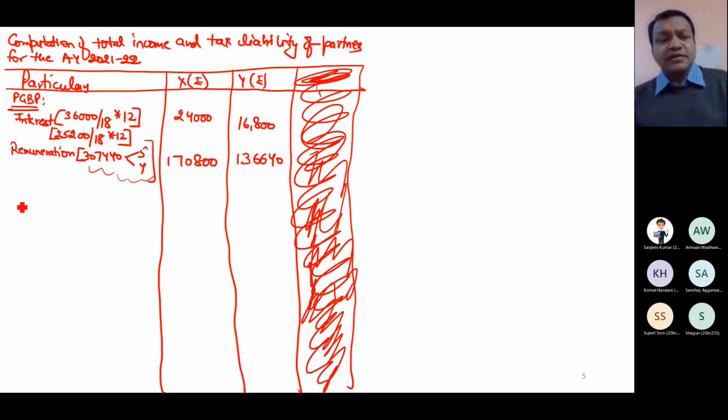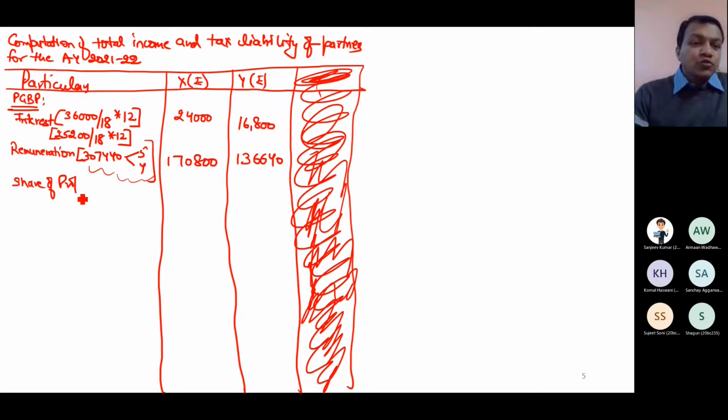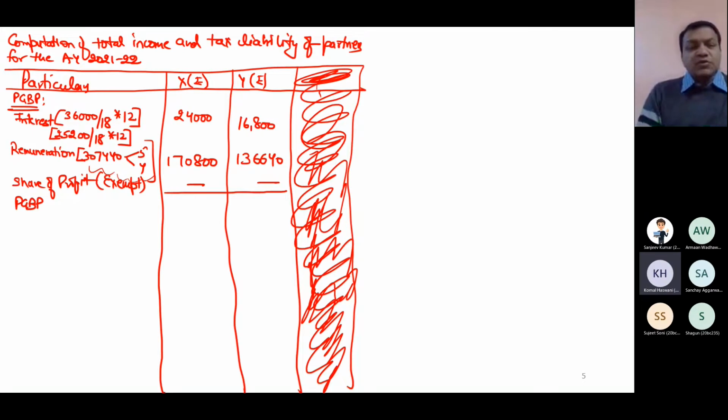One more income is there. Can you tell me what one more income there is of PGBP? Profits? Yes. That is also my PGBP income as a partner, the share of profit. Though that will be what? Can you tell me? Exempt. This is the new point. Why is it logically exempt? Because it has already been taxed earlier in the hands of the firm. The firm has already paid the tax. Partners are only getting the remittance of that profit.